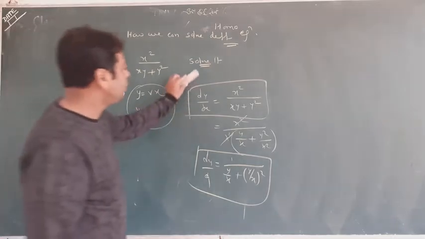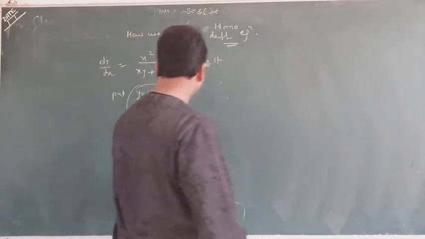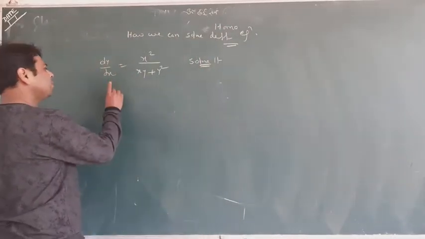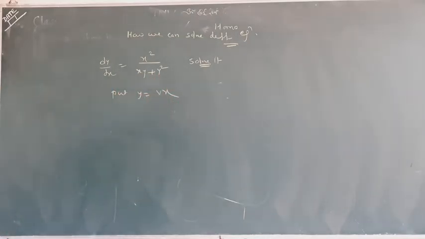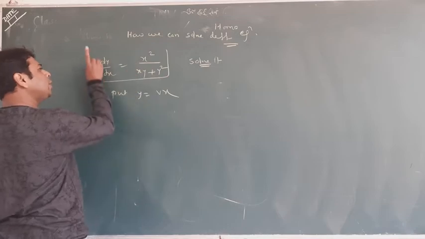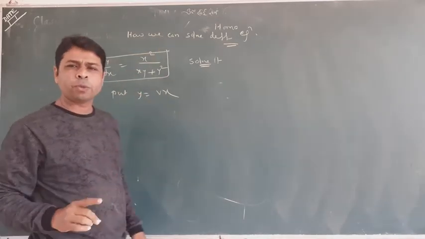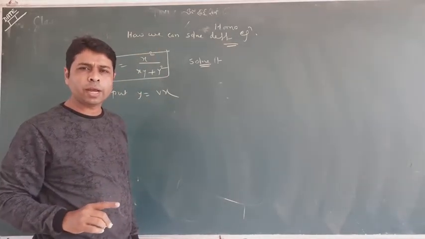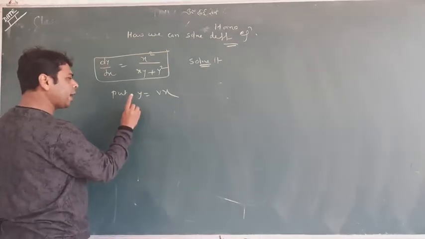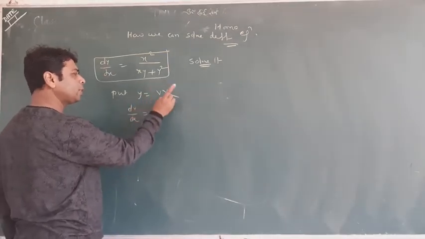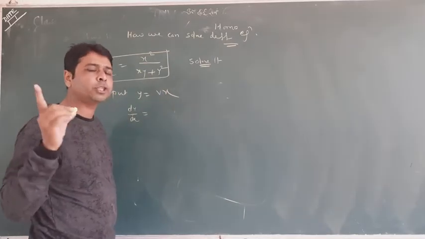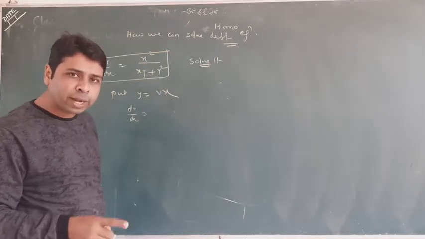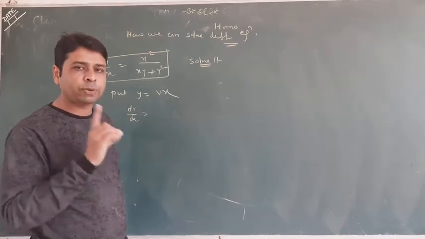Okay, now let me rub this over. We take y equal to vx, and we will change the whole equation in v. How is it so? Look, I do differentiation on both sides with respect to x. We have two functions, guys. v is none other than a function of x. I already told you that v is not a constant value; v is a function of x.